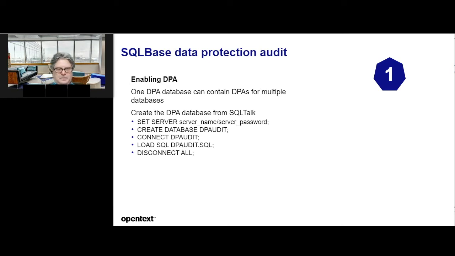First, you need to create a DPA database, and you need to use SQL Talk to create that database. This one database for the data protection audit can then contain the data protection audit for multiple other databases that are in use. Basically, we provide a script called dpaudit.sql, which is in the SQLBase installation directory. If you load and run that into a new database, then you have created the data protection database.